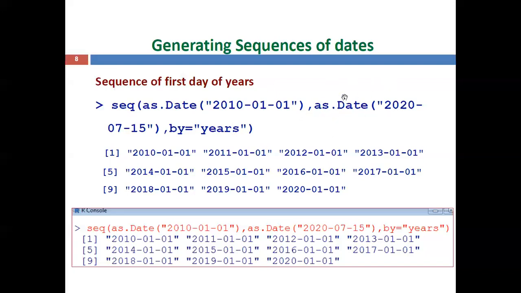Then the next field is as.Date again, the command is the same but the values are changed. The first one is the starting date, and the second one is the end date. Then by, here you can display with respect to years, months, week, day, or a value out of these. You can give any one. For example, here we are doing sequence of first day of years, so by equal to years. Whenever you execute this command, the output is displayed below.